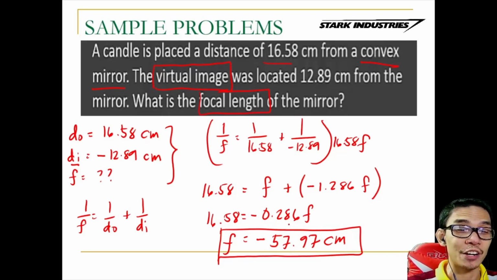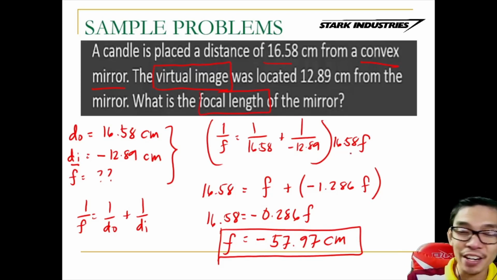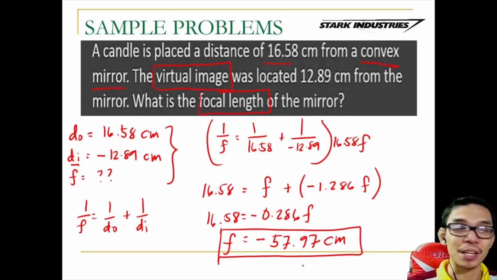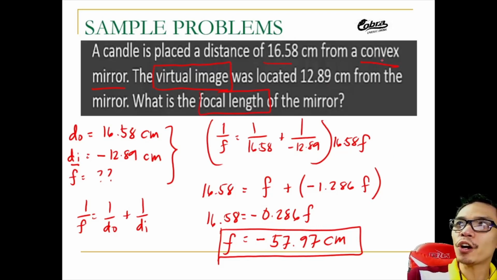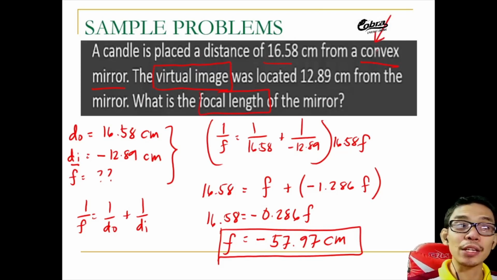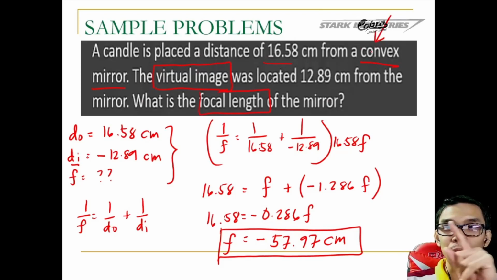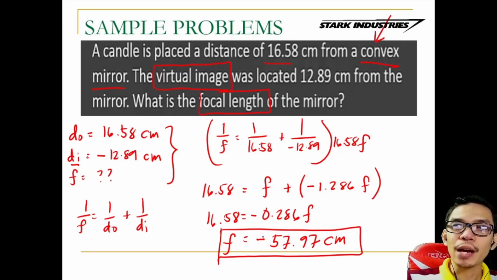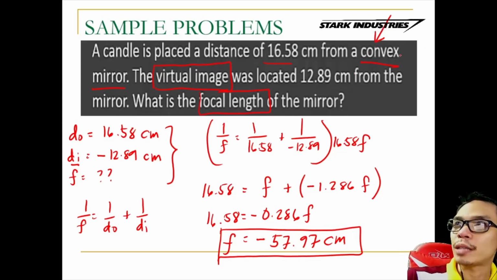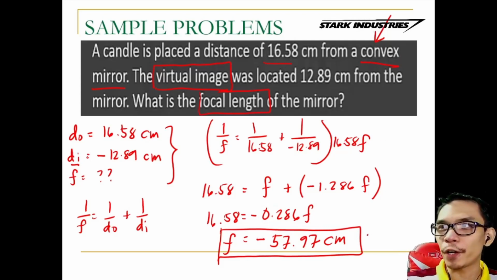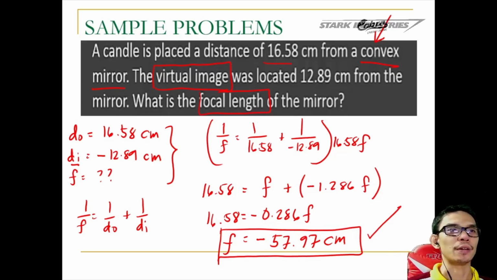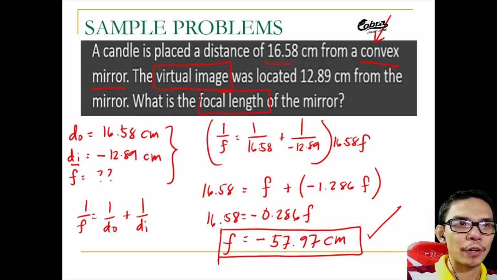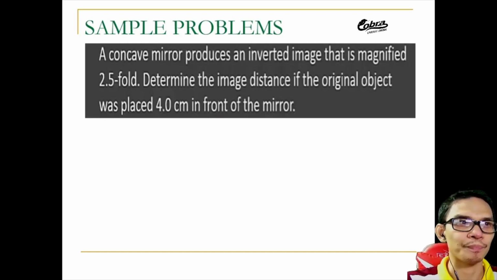That was a large mirror, so no wonder it has that answer. Now, let's check our work. If it is a convex mirror, based on the sign convention that we had earlier, it should be negative. So therefore, our answer is negative. The given was a convex mirror, so this is correct. That was the second sample problem. Let's go to the next one.